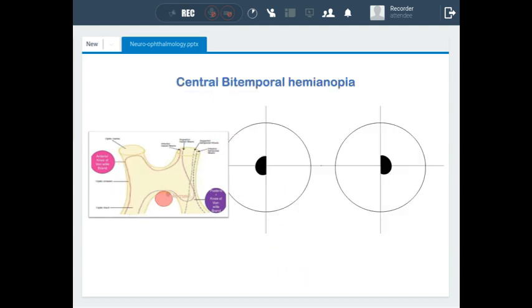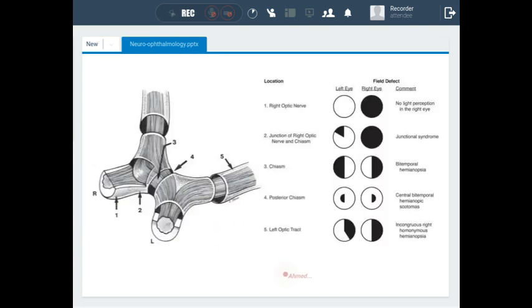Another presentation is involvement of the posterior chiasm. In the posterior chiasm, the macular fibers decussate. So if the lesion compresses the chiasm from posteriorly, this will lead to bitemporal hemianopia, but at the level of the macular fibers only. So it will be a central bitemporal hemianopia. So these are all the presentations of chiasmal visual field defects.